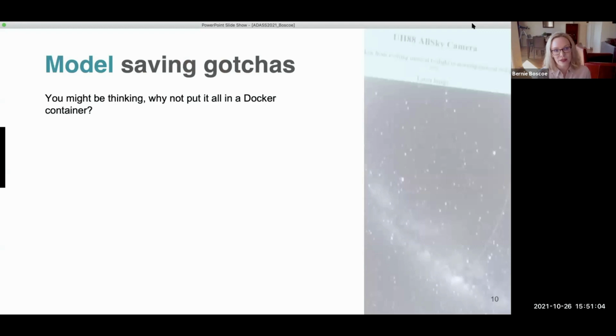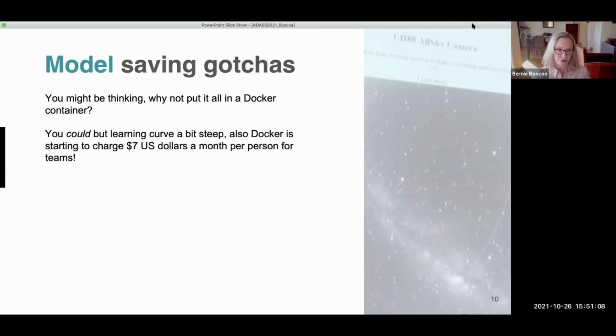And so in terms of these gotchas, you might be thinking, why not put it all in a Docker container? Well, that's a good question. You could, but I have found in my experience, the learning curve is a bit steep with teams. Also, Docker is starting to charge $7 a month per person for teams. This is brand new.